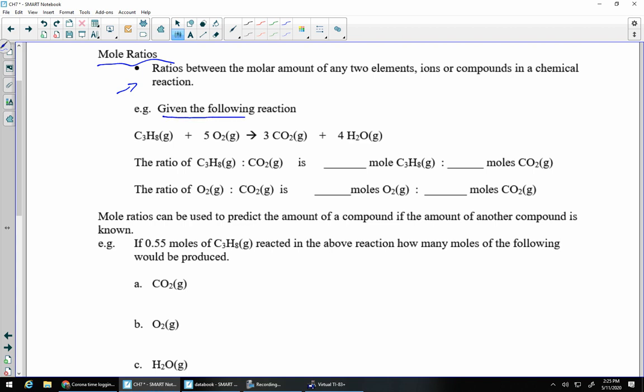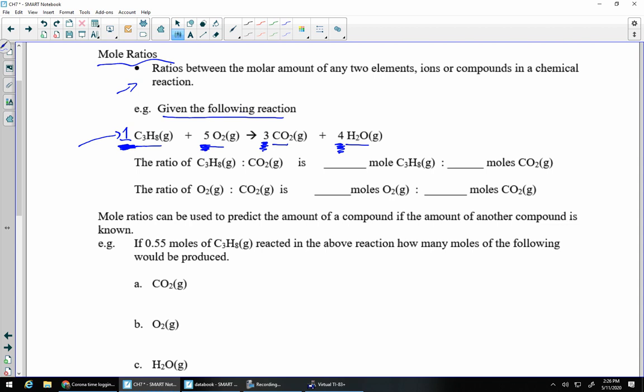We're given this chemical reaction: propane reacts with oxygen and produces carbon dioxide and water. It's the coefficients, the numbers in front, that are really important for us. And remember, if there is no number in front, it's a 1. We just don't show that 1 very often. So this is saying 1 propane reacts with 5 oxygens to produce 3 carbon dioxides and 4 waters.